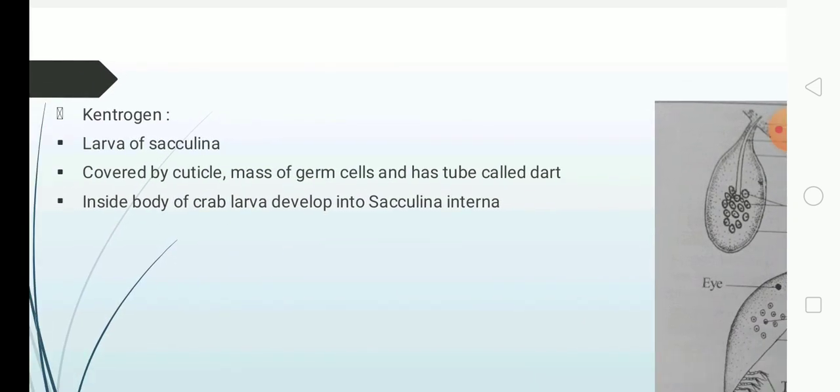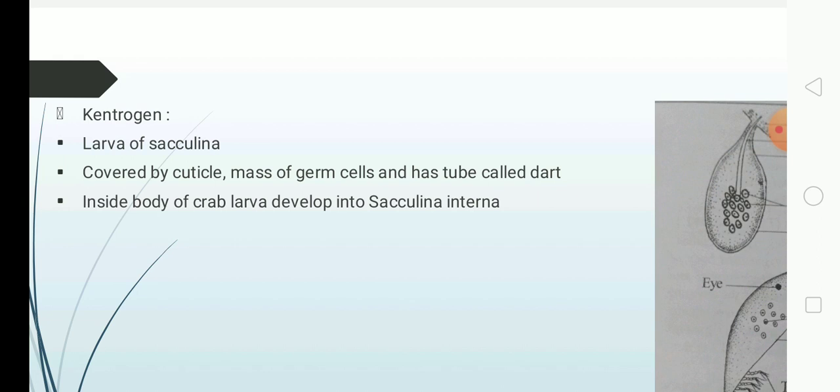This kentrogon larva is the larva of Sacculina, and it is attached to the body of the crab. It looks like a sac covered with cuticle, and the bag which it encloses contains a mass of germ cells. The larva has a chitinous tube called a dart, and at a later stage this dart is pierced through the body of the crab, and the germ cells will enter into the body of the crab. Inside the body of the crab, this kentrogon larva develops into the next larval stage.